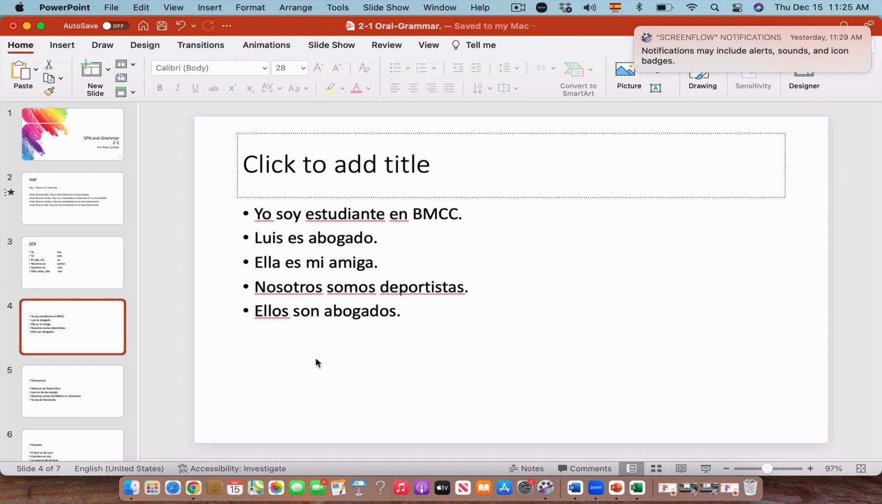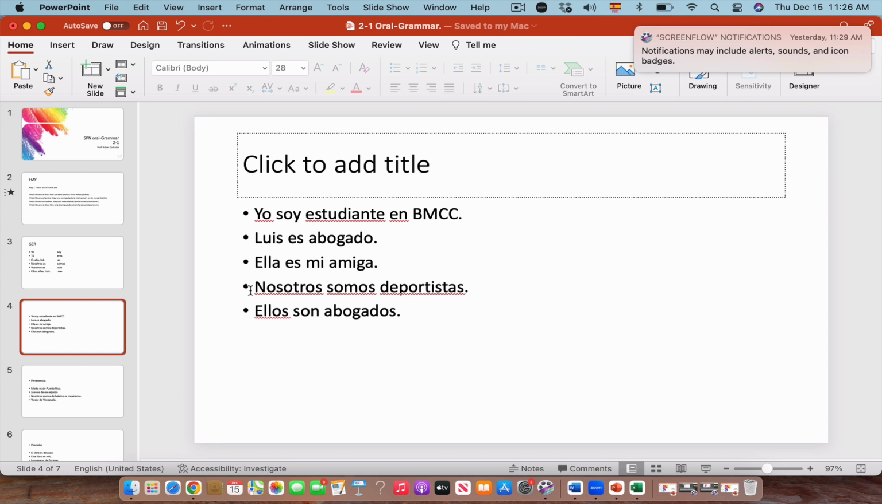Now we have Luis es abogado. Abogado is attorney. And again, you will see here that in English, usually you use an indefinite article: I am a student or I am an attorney. But in Spanish, when you refer to a profession, we don't use the article right there. We just go straight. Luis is a lawyer, in this case, abogado. Now, in this case, ella es mi amiga. Mi amiga means my friend. So in this case, she is my friend.